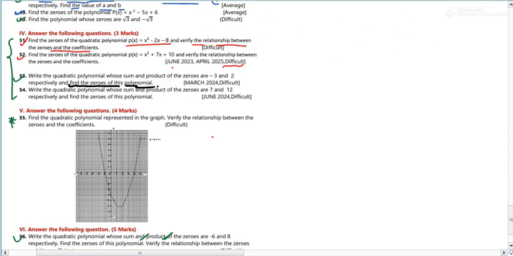Okay, so one answer we have already got. Yes, please tell the answer. x square minus 7 plus 12. Okay, others, are you getting the same?